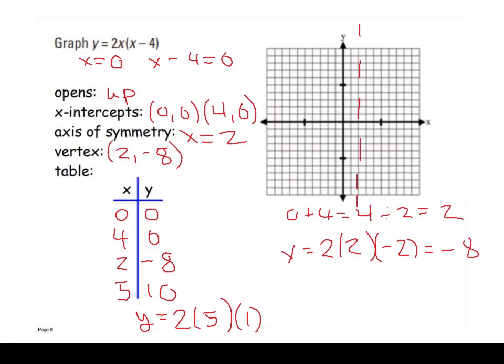My vertex is at (2, -8), so that's located down here. And then my two x-intercepts are at (0, 0), so right on the origin, and (4, 0), so over here. I chose my point (5, 10), which is located up here. The point I chose, (5, 10), is 4 points to the right of my axis of symmetry. So if I move 4 points to the left, I am given this point here.